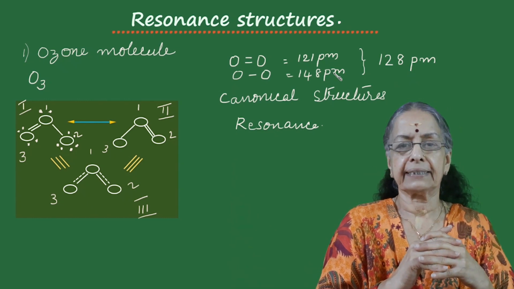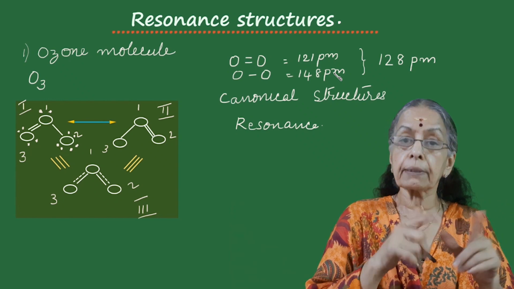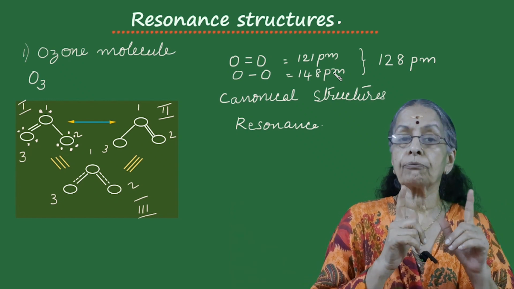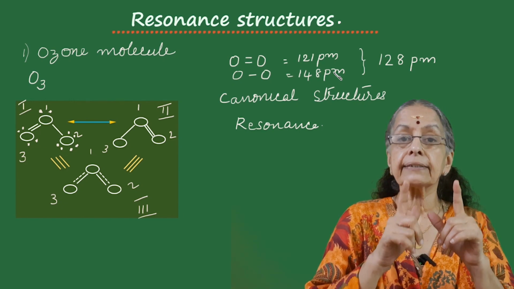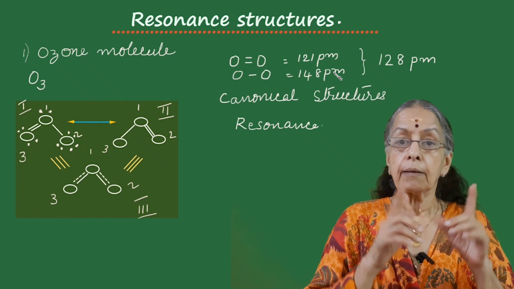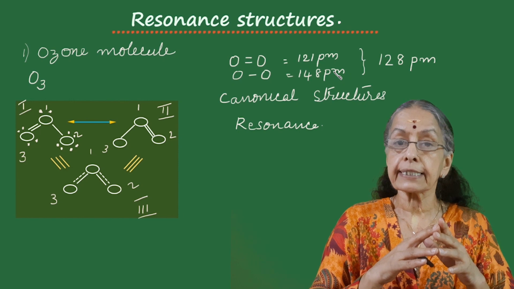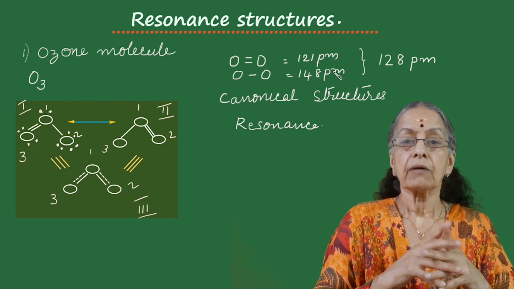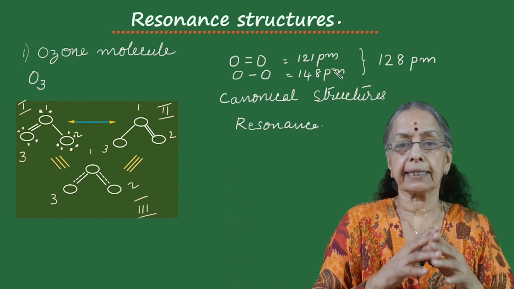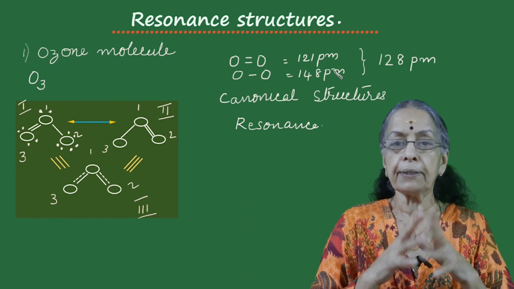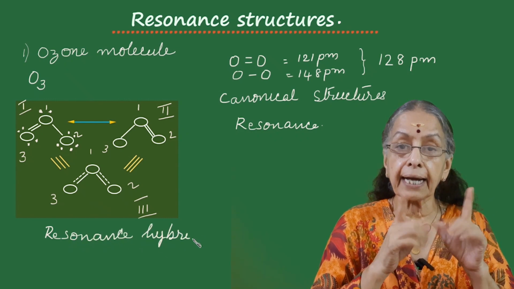So remember that. The structure of the molecule considering this experimentally obtained value of bond length is represented as structure 3. There you will find both bonds are partially shown as possessing double bonds. One solid line and one dotted line suggests that it is a partial double bond. This structure is called the resonance hybrid.